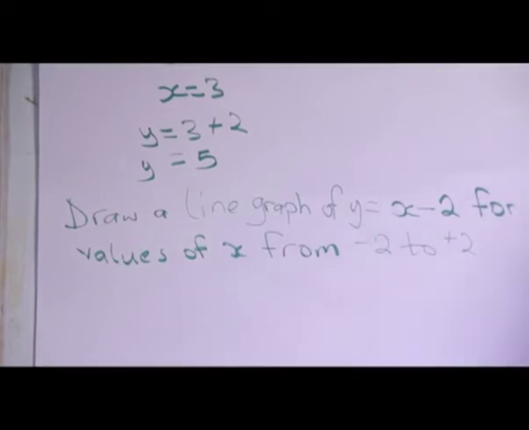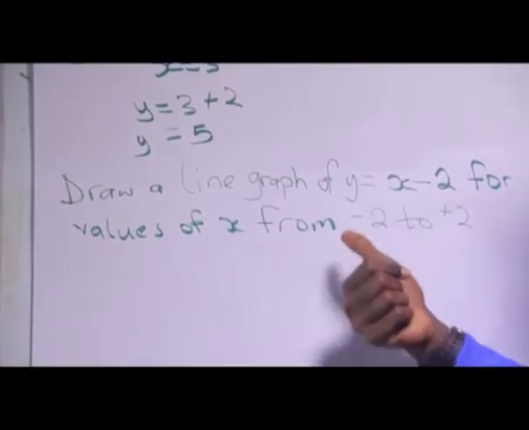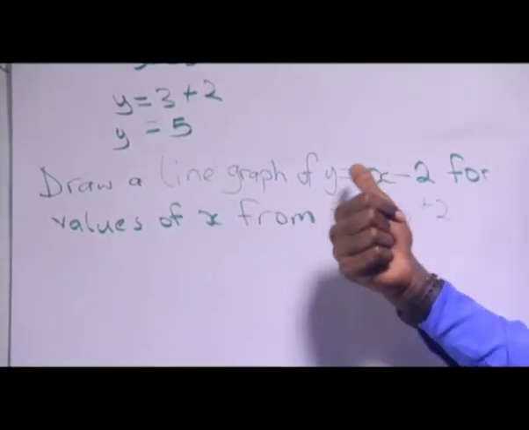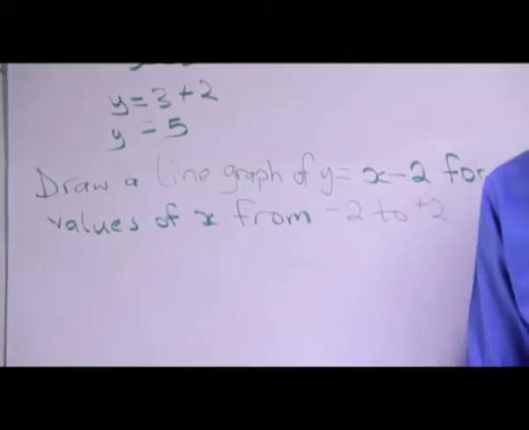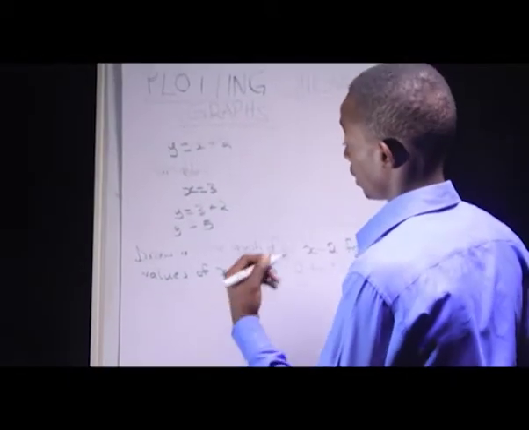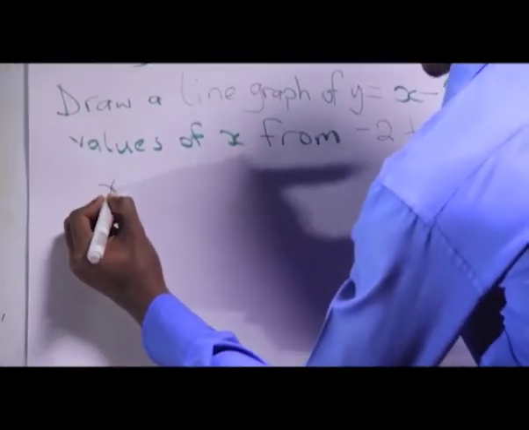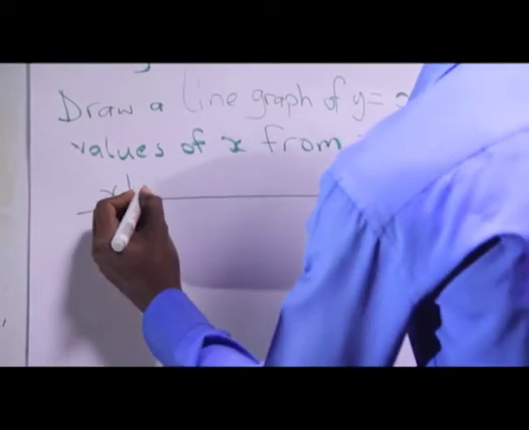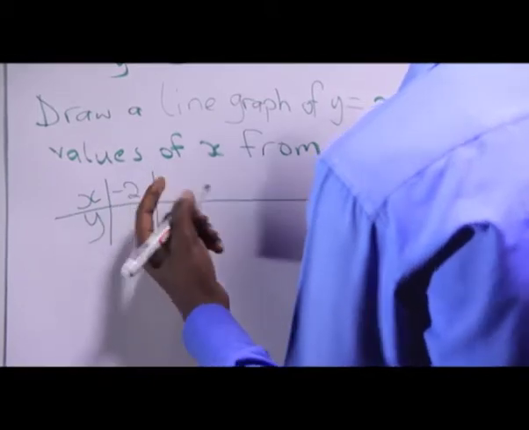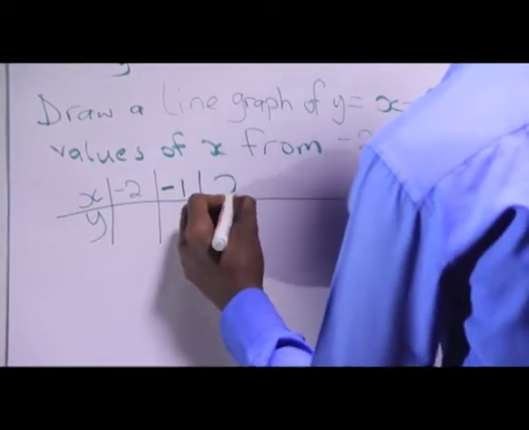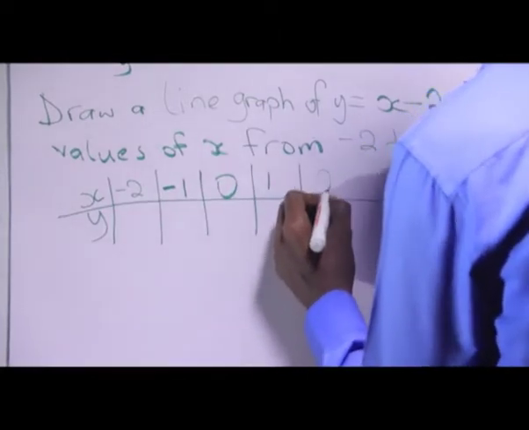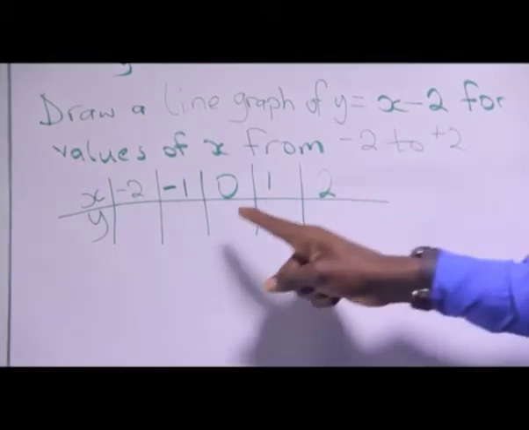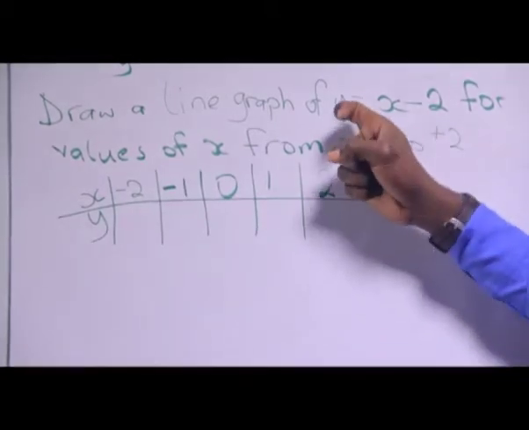Now in this case, I start by drawing a table, and I insert the x values ranging from -2 to +2. I use this equation, y is equal to x minus 2, to get the y values. So step 1, I draw the table. My table has the x and the y values. My x values start from -2. From -2, I go to -1, I go to 0, I go to 1, and I stop at +2, because they are telling me ranging from -2 up to +2. So I have my x values. Now my responsibility is to find the y values.